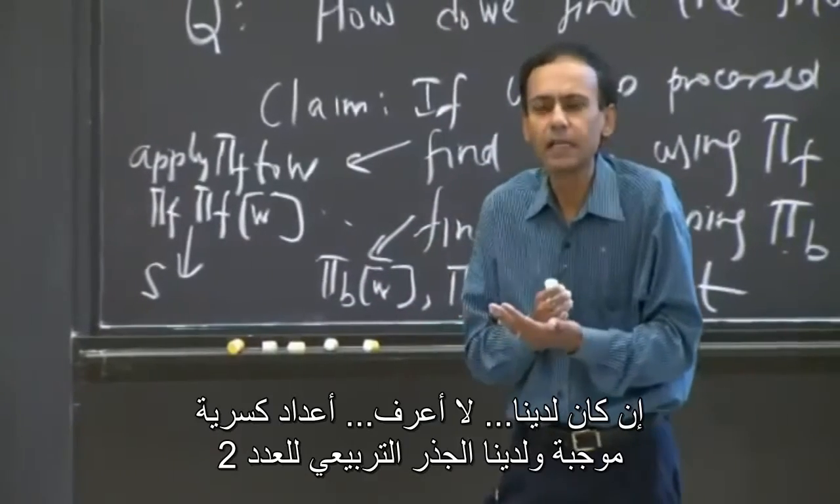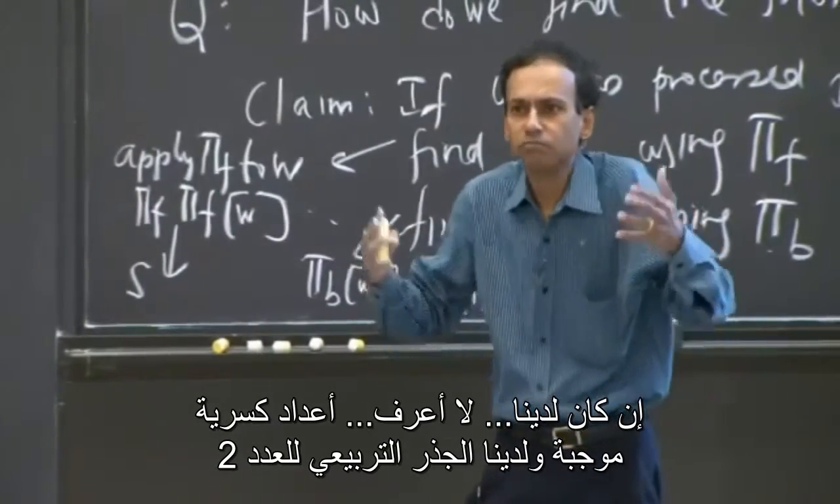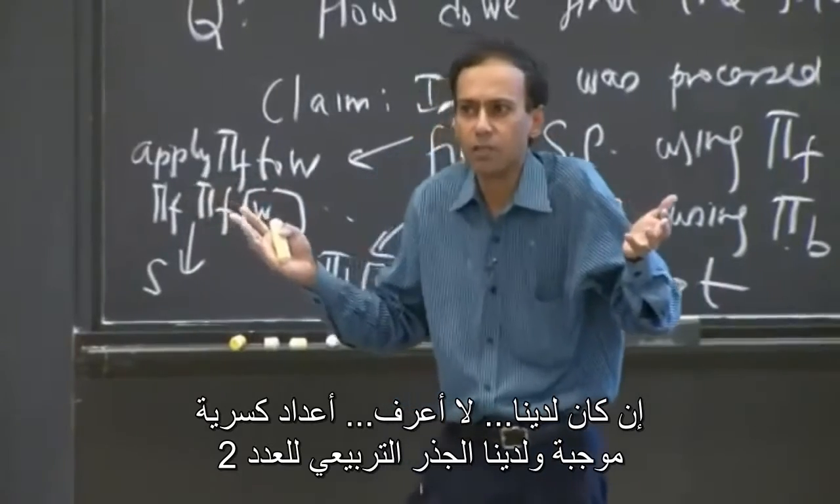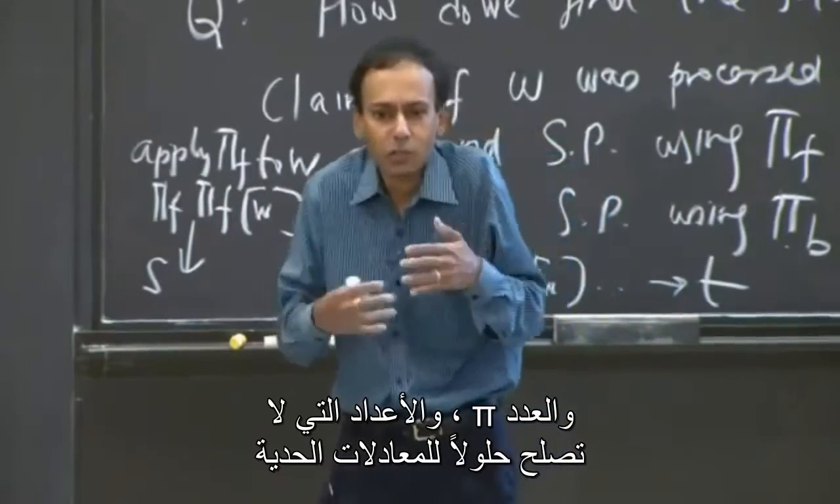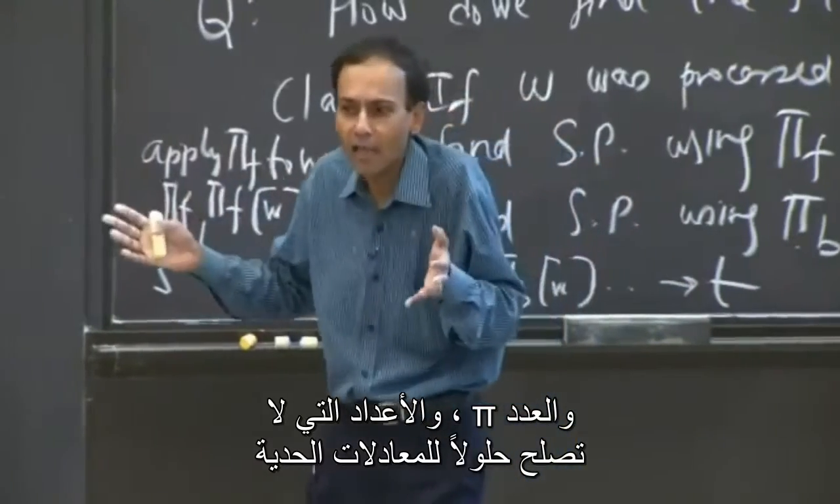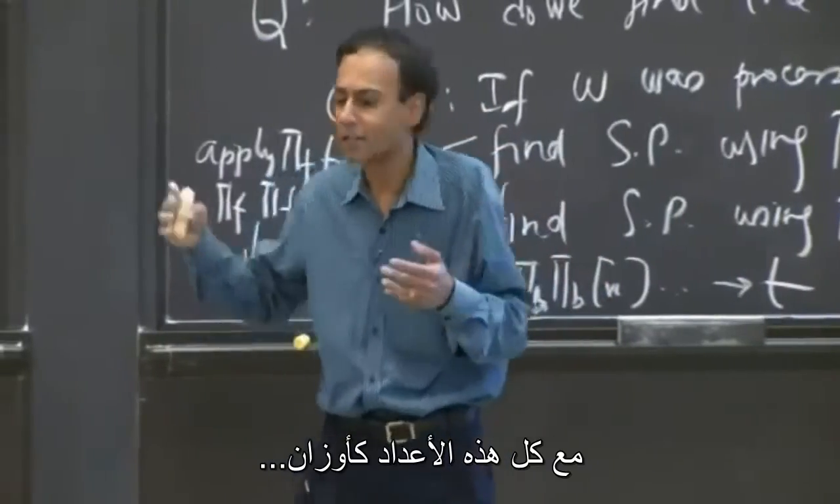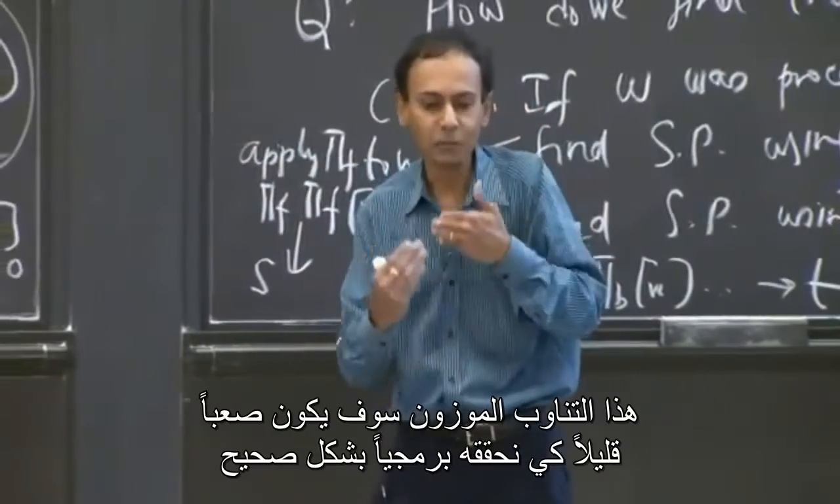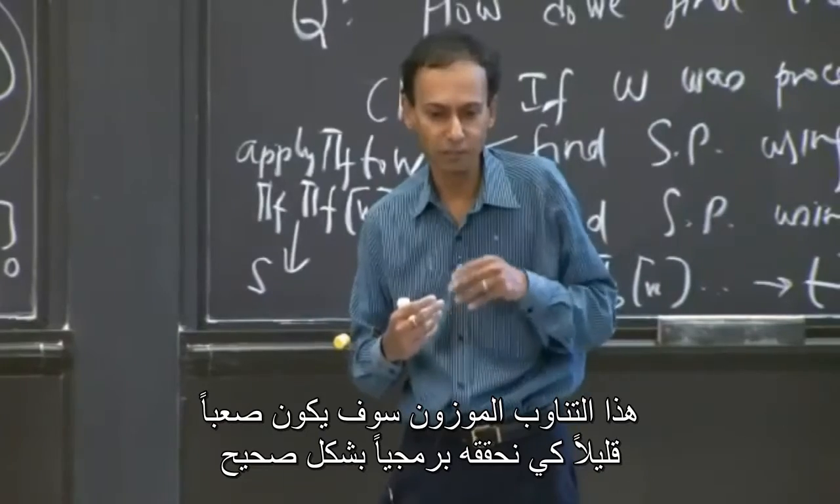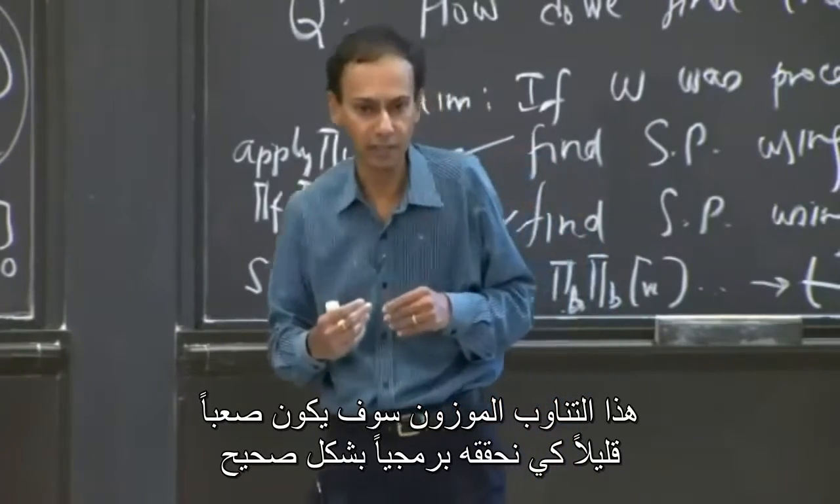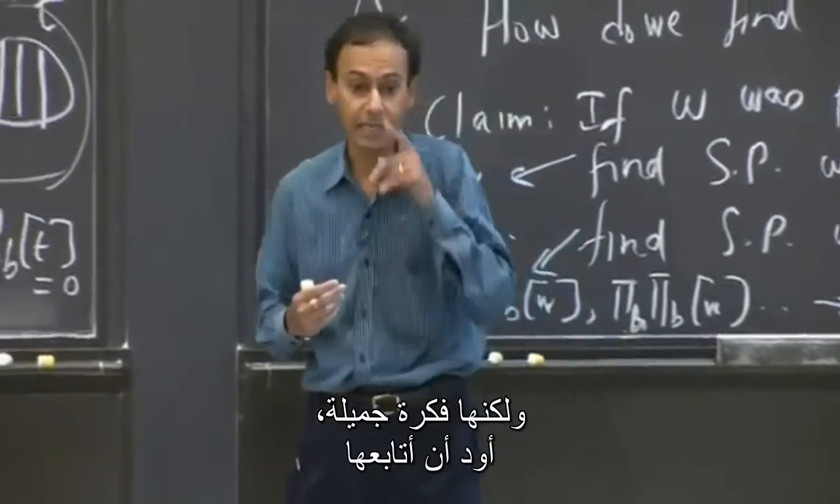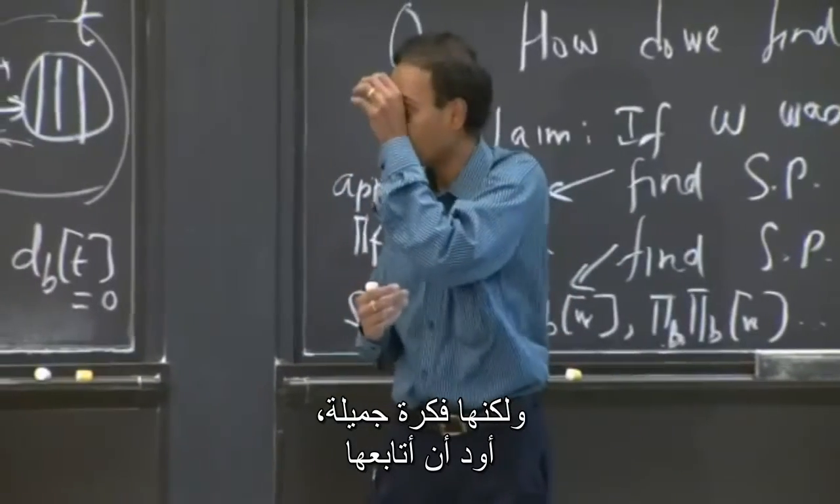I'm a little worried that if you have positive rational numbers, and you've got root 2 and pi and the transcendental number corresponding to these weights, this weighted alternation is going to be a bit hard to implement correctly. But it's a neat idea. I would actually like to follow up on that.